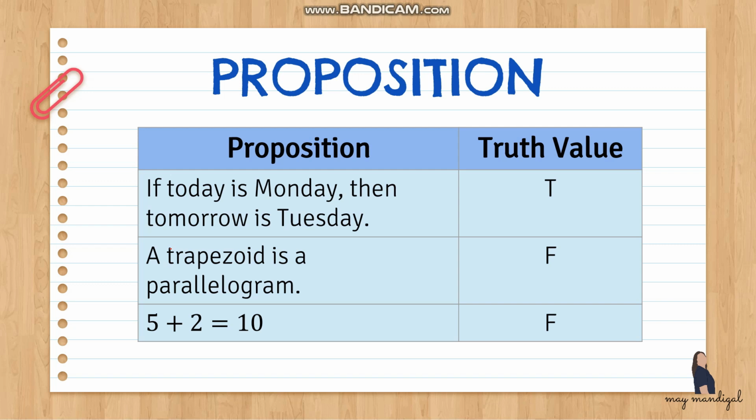Second example: a trapezoid is a parallelogram. Again, this is an example of a proposition, and its truth value is false because before you can say that a quadrilateral is a parallelogram, it should have at least two parallel sides. And then last, we have 5 plus 2 equals 10. This one is also a proposition. This is a mathematical sentence, and its truth value is false because, obviously, if we add 2 and 5, the answer is 7, not 10.